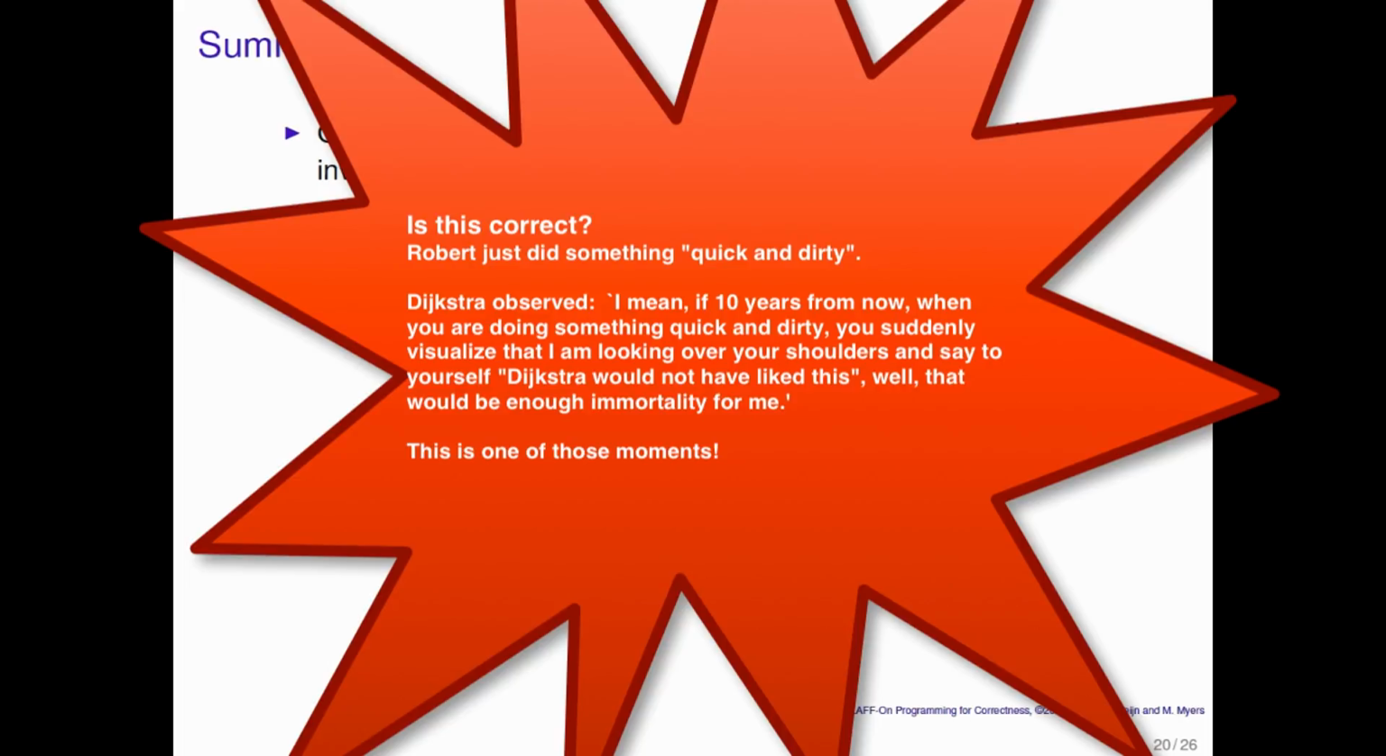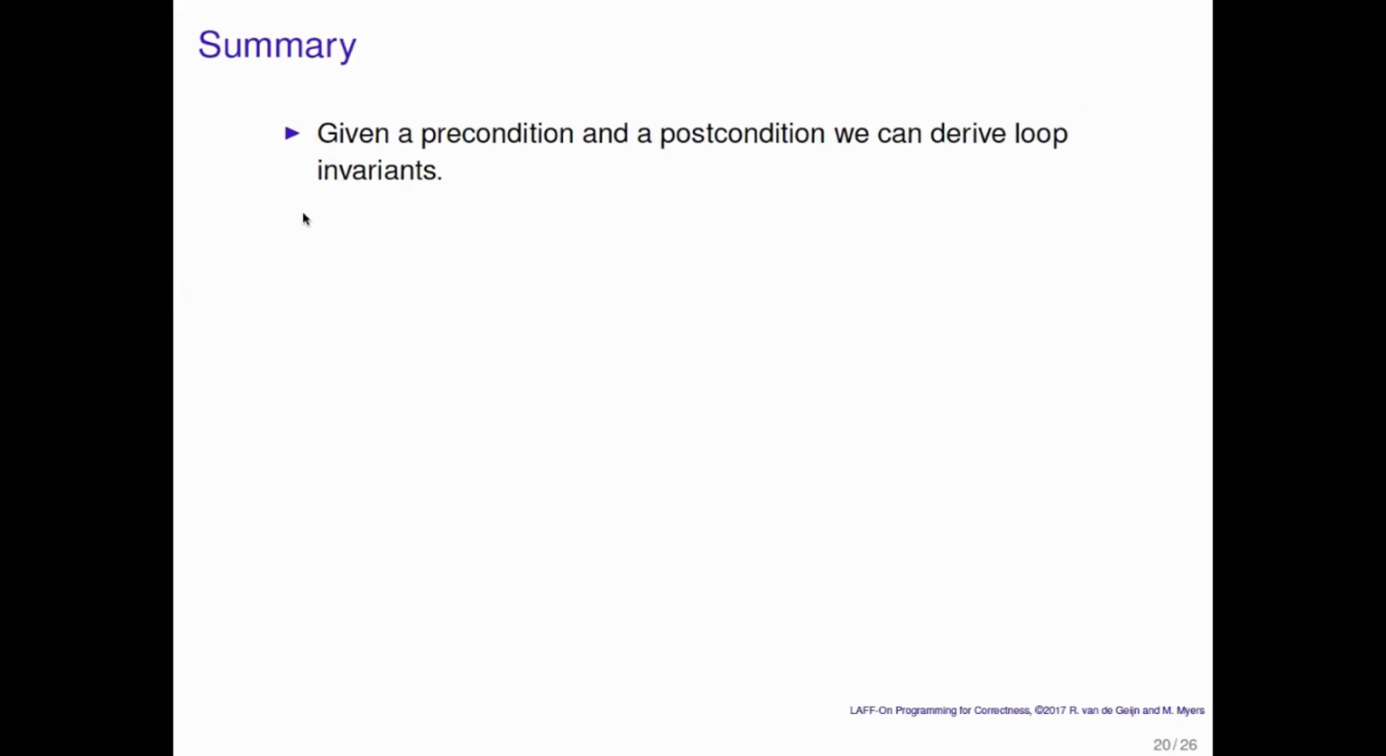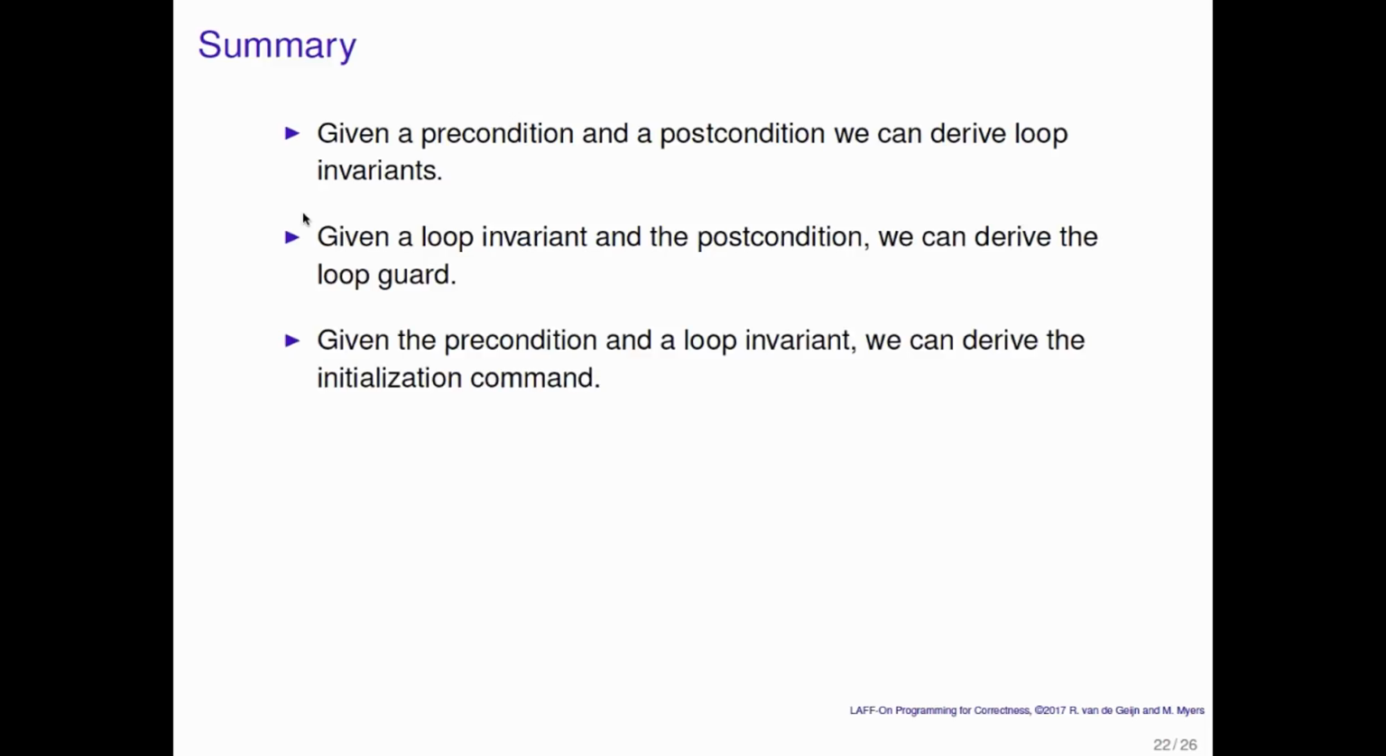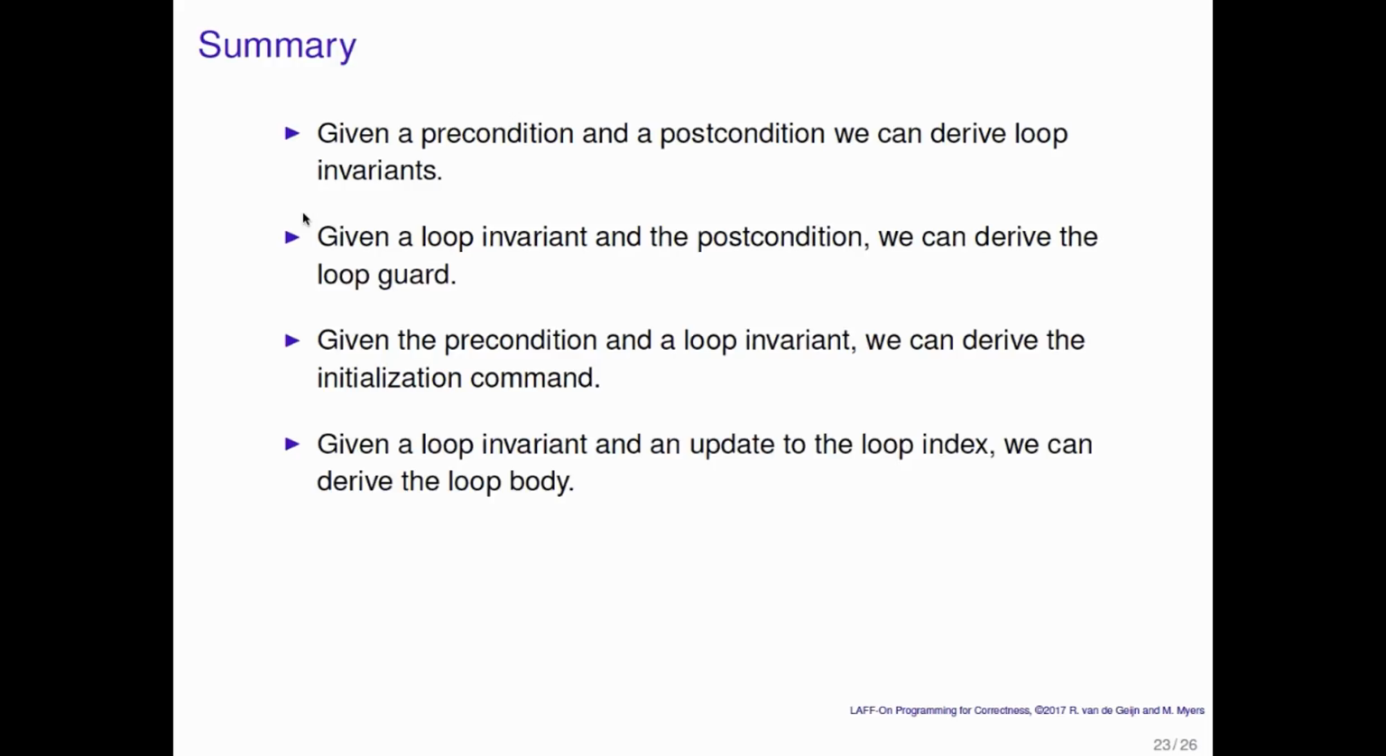So in summary, given a precondition and a postcondition, we can derive loop invariants. If we then pick a loop invariant, then that loop invariant together with the postcondition allows us to derive the loop guard. Given the precondition and the loop invariant, we can derive the initialization command. Given the loop invariant and an update to the loop index, we can derive the loop body. So we have to have some means of forcing progress towards completion. All of these steps are prescribed by the precondition and the postcondition. Read through it again. Given a precondition and a postcondition, we can derive the loop invariant. And then once we pick a loop invariant, all other parts of the loop are actually prescribed.